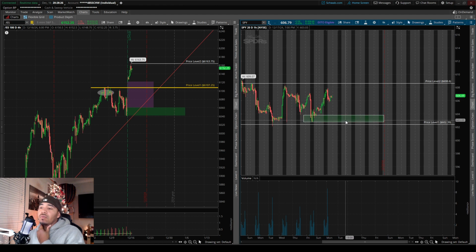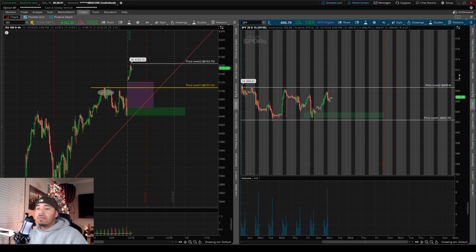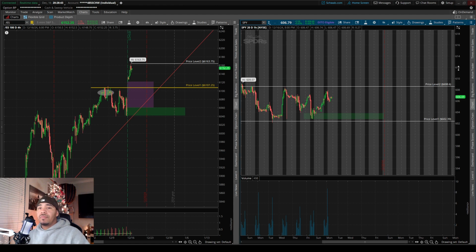And I would play it once I see an increase in volume. I'm a price action trader, so I would love to see volume increase when we move into these levels right here. And that's how I would play SPY if I was trading SPY in the morning. But that's just a quick charting session to show you guys how I chart and what I look at.